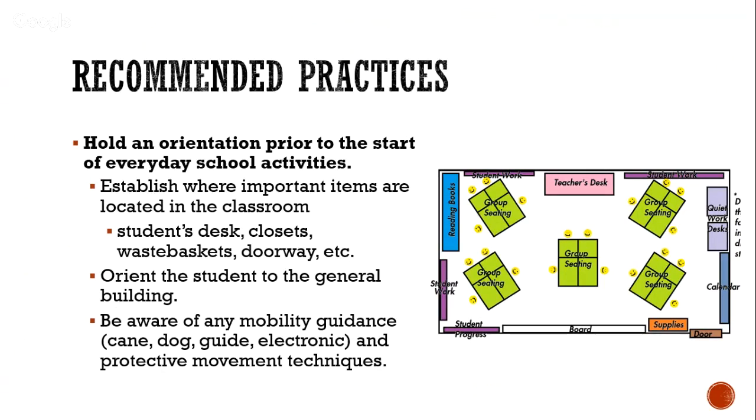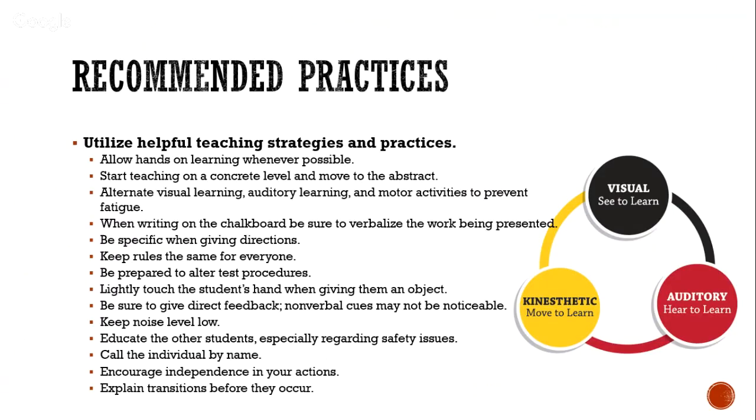For orientation prior to the start of everyday activities, make sure they know where important items are, such as their desk, closets, wastebaskets, doorways, anywhere they might need to go during the day. Make sure they know where it is and what obstacles might be in their way to get there. And make sure they can find their way around the building, teach them where the bathroom and stuff is, and help them practice there so they don't feel confused if they need to go to the restroom and stuff. And then just be aware of any guidance they have and productive movement techniques such as canes, guide dogs, electronic stuff.